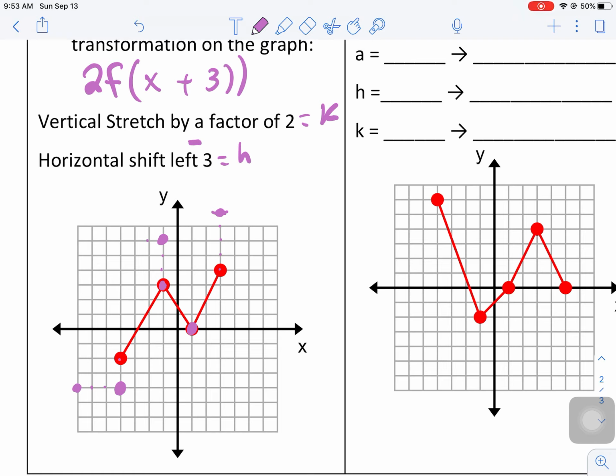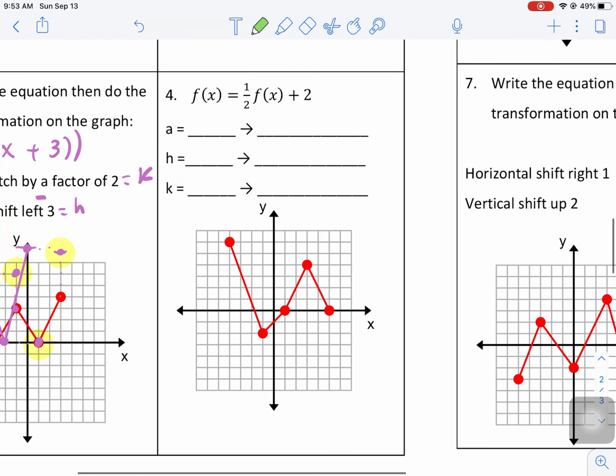So left 3, 1, 2, 3, 1, 2, 3, 1, 2, 3, and 1, 2, 3 puts us right there. Then we graph all of those. And then as you can see, it should look exactly like the original graph, okay? We just stretched it out. We pulled it taller and we shifted it to the left 3. Okay, we elongated it. Sometimes it's helpful if you change these first transformation points and make them a different color. That way you can tell. But however it works for you guys is the best for sure.